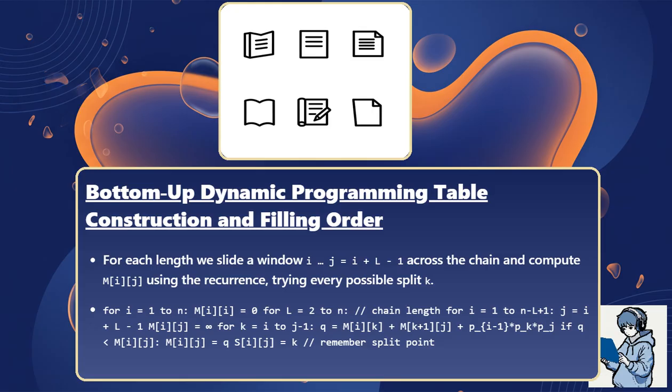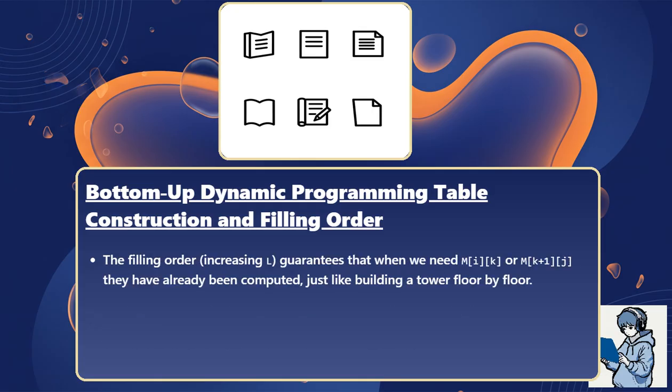Remember the split point. The filling order, increasing L, guarantees that when we need M[i][k] or M[k+1][j], they have already been computed, just like building a tower floor by floor. The table M finally holds the optimal cost at M[1][N].